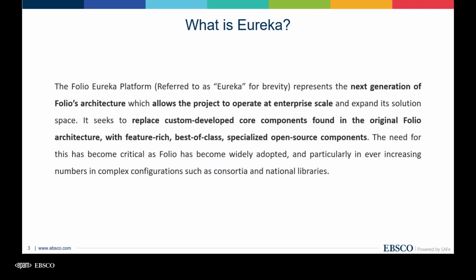So what is Eureka? In a nutshell, it's a next generation Folio architecture. It operates at enterprise scale. And at its core, we're basically taking some of the custom developed core components for Folio, like Okapi and some of the other related modules, and we're replacing those with single purpose, feature rich, best in class open source alternatives.